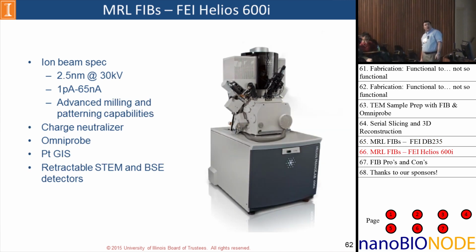Our other system is a Helios 600i. This is not ours, it's a stock image. If you've seen on the tours, ours is a little torn apart right now. But it has a little bit better resolution, 30 kV on the ion beam. Very high currents are obtainable. The major advantage here is that we have some advanced milling patterning capabilities which aren't available on our 235. It also has a charge neutralizer, an Omniprobe for TEM liftout, which is its major use, a platinum GIS, and it also has a retractable STEM and BSE detector all inside the system.